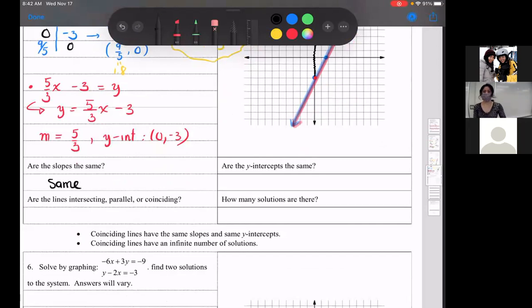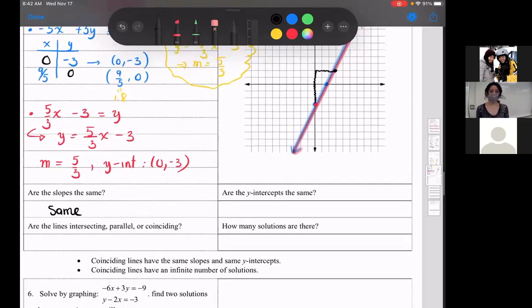Oh, just by logic, right? Whatever I do rise or run for the red one, I do the same thing for the blue one because they're on the same line. Are the lines intersecting, parallel, or coinciding? Coinciding? Yeah, coinciding. Usually I just say overlap. Overlapping. Are the y-intercepts the same? Yes, right. There's a lot about this about the same lines.